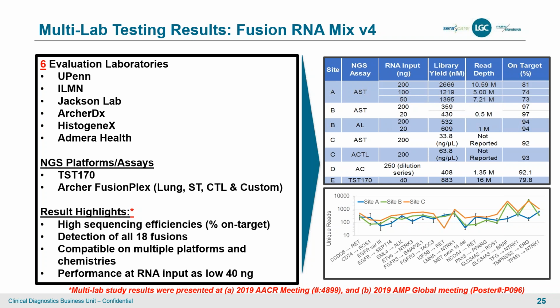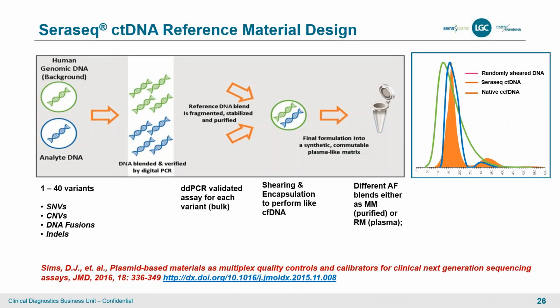Number two, you're like, okay, can I actually detect them at a low input? How do you really know what I need? You often hear, do you need 10 nanograms? Do you need 40 nanograms? Do you need 100 nanograms? So you can get confidence in your assay. You can do a nice little experiment by using lower and lower input amounts and see if you still pick up those fusions. So this is a good example of the power of these reference materials. It gives you confidence in your assay.